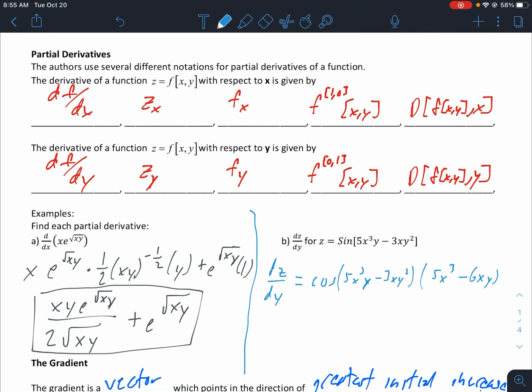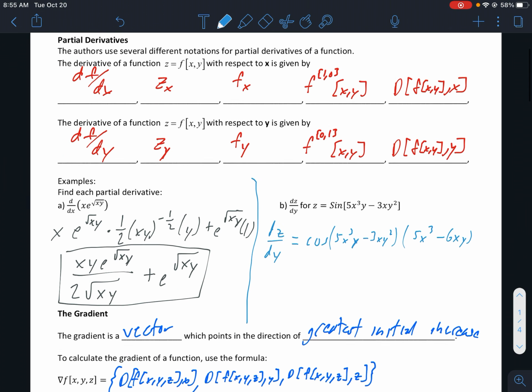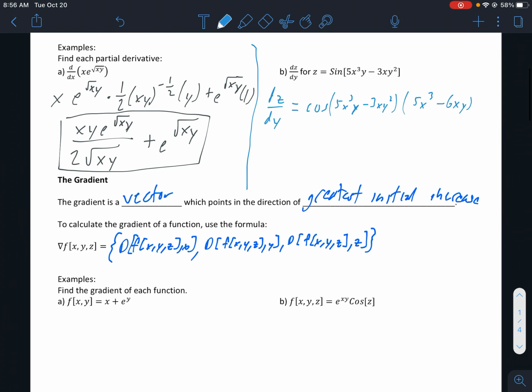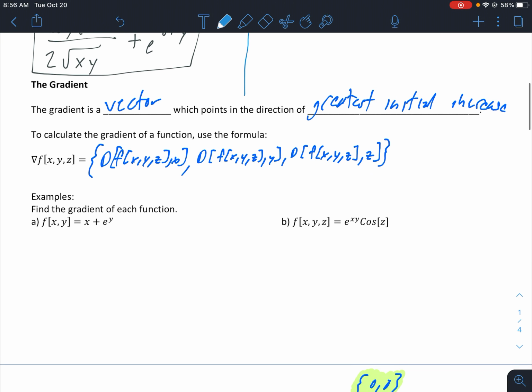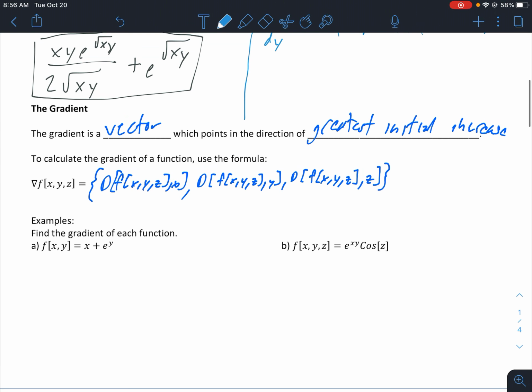Let's talk about the gradient now. The gradient is a vector which points in the direction of greatest initial increase. All right, there's your formula for a 3-dimensional gradient. Obviously, if it's 2-dimensional, basically you would just get rid of this third part here. But for a 3-dimensional gradient, you'd use that formula there. The partial derivative of the function with respect to x, partial derivative of the function with respect to y, partial derivative of the function with respect to z.